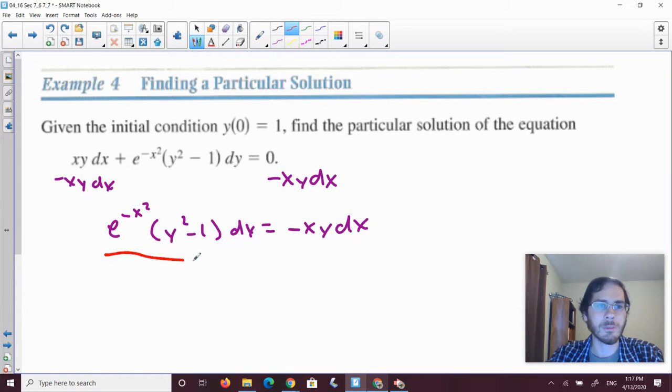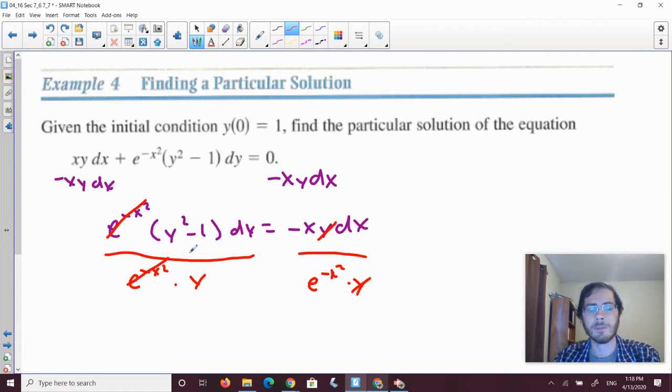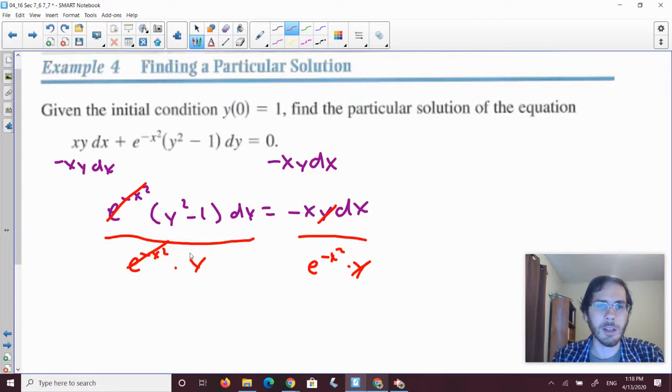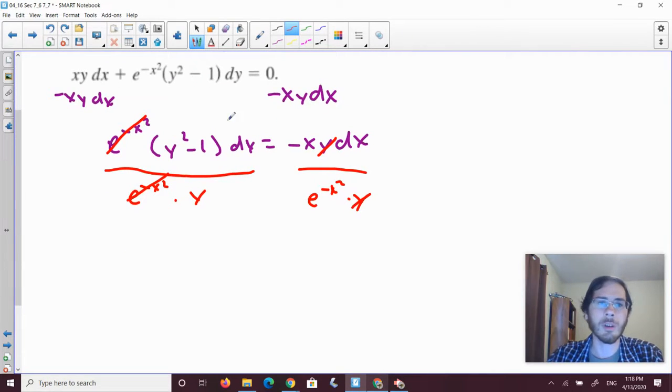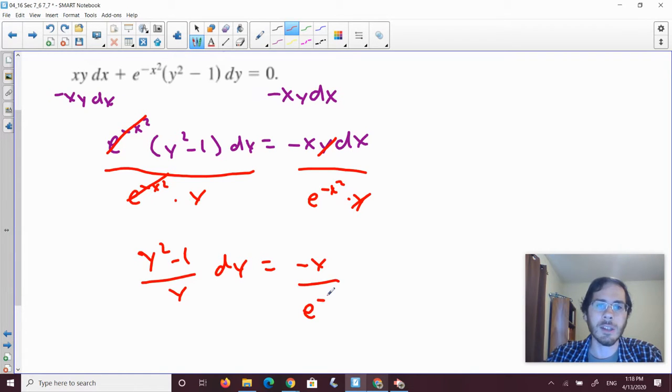Well, just like we did before, x is on one side, y is on the other, right? So we're going to have to divide by e to the -x squared. Okay, we can do that though. On this side, we got to divide by y, because we don't want the y over there. So the y's are going to cancel, and then this e to the -x squared is going to cancel. All right, so it looks like that looks pretty solid. Looks like we got y's and x's now separated when we simplify. So this is y squared minus 1 over y dy. This is -x over e to the -x squared dx.